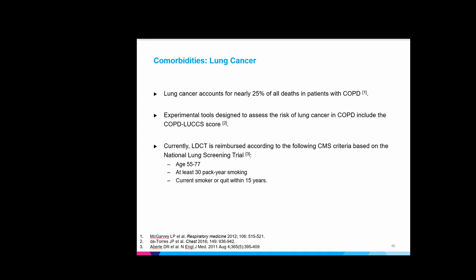In the NLST trial from 2011, in those patients who met the criteria, age greater than 30 pack-year smoking in the last 15 years, lung cancer screening was associated with pickup of earlier lung cancer, and a 20% reduction in all-cause mortality. Next slide.